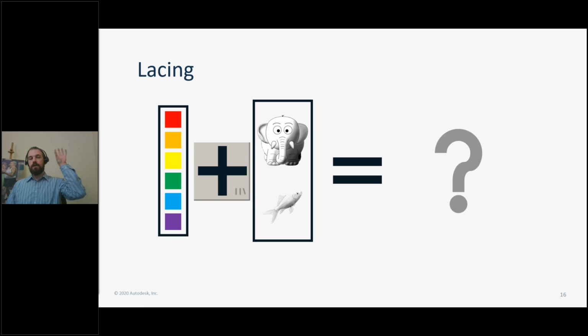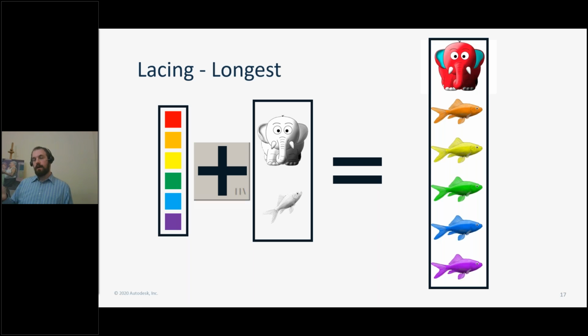So we're going to take red and elephant, red elephant, orange and fish, orange fish. Yellow, no more items in that second list, so we go back to fish, yellow fish. Green and fish, green fish, because again, no more items. Blue, no more items, reuse the fish, blue fish. Purple, purple fish. We get a whole bunch of fish and a rather confused elephant in terms of why he's in there.